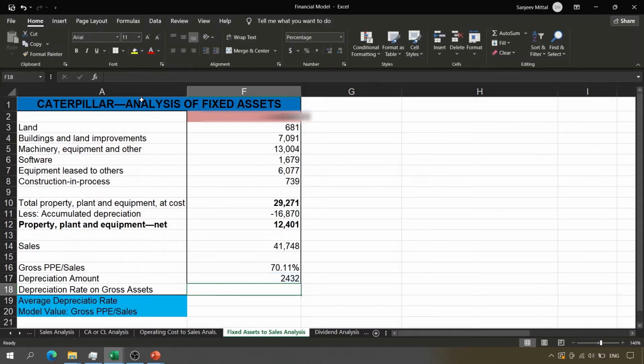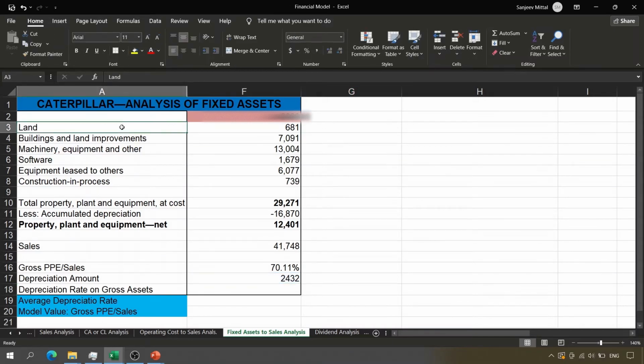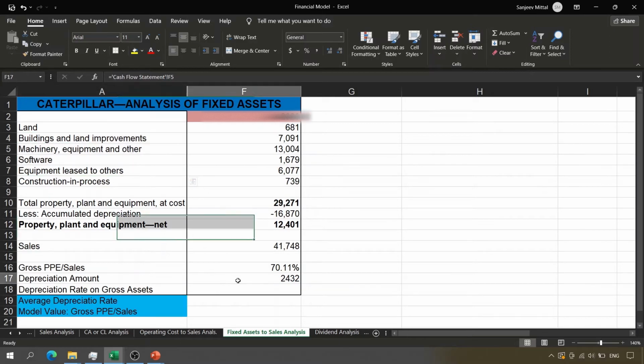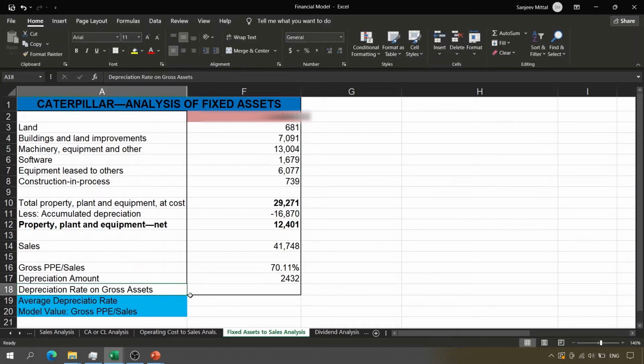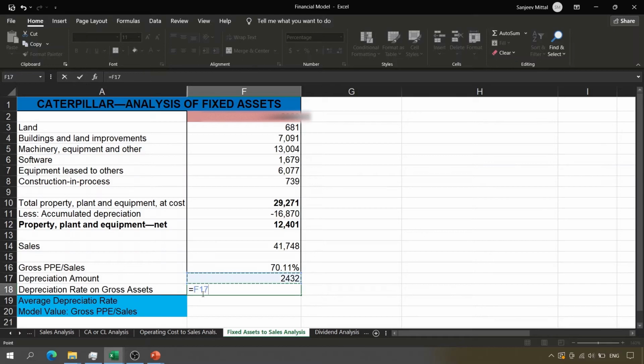Now, if you see that the land is a non-depreciable asset and construction in progress is also a non-depreciable asset, except that all the remaining assets are our depreciable assets, which means that this depreciation amount has been calculated on all the depreciable assets. So how we will calculate our depreciation rate is simply we shall take our depreciation and we shall divide it with all the depreciable assets. So for that I shall use the formula of sum and use all the depreciable assets for the reference rate.